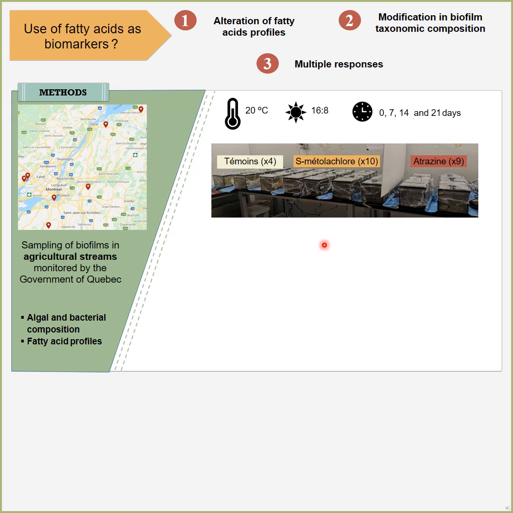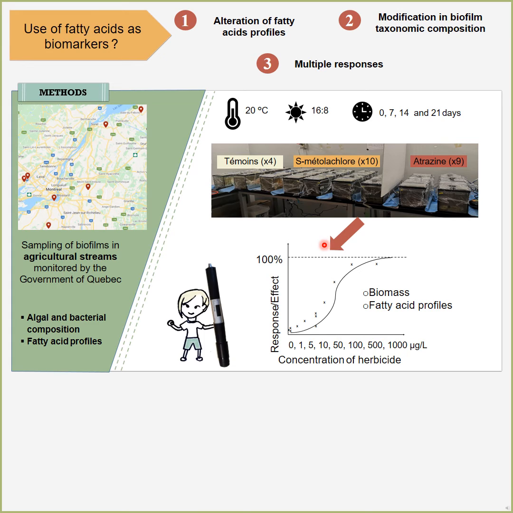First, preliminary tests consist of exposing biofilms to herbicides alone and in mixture to investigate the effect on fatty acid profiles and biomass. This data will permit producing dose response curves and determining concentrations of interest for exposure experiments in artificial channels.